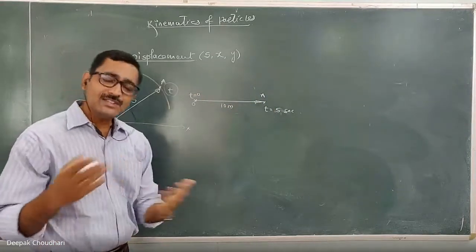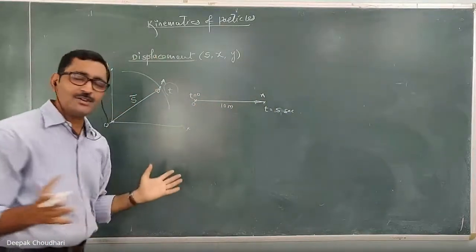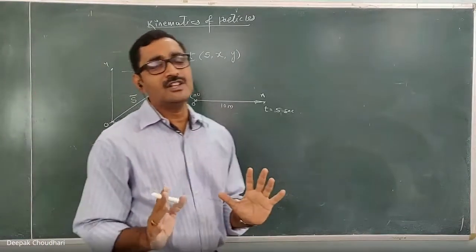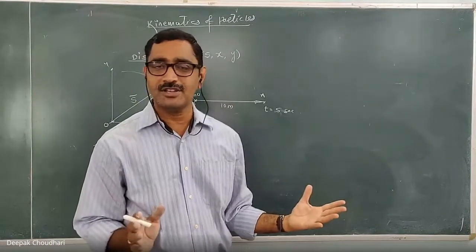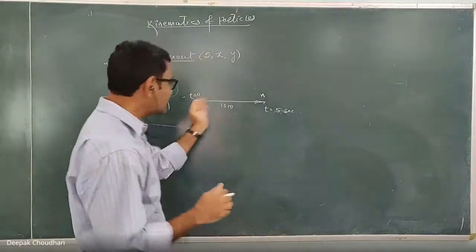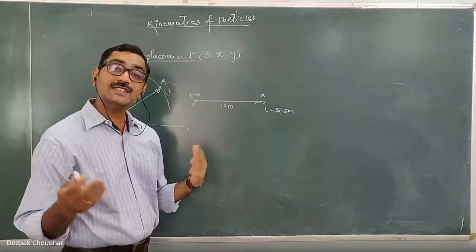Now while solving the sums, you can express it in the vector form also, but most of the time we are not going to use the vector approach. We are going to consider the magnitude, but displacement is a vector quantity. We are going to consider this direction. We are going to use the sign convention.